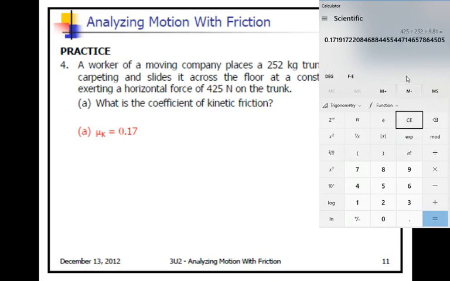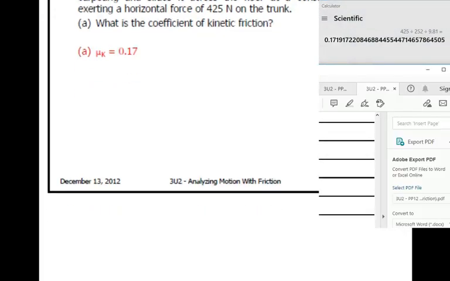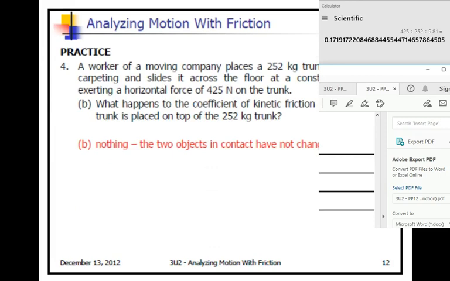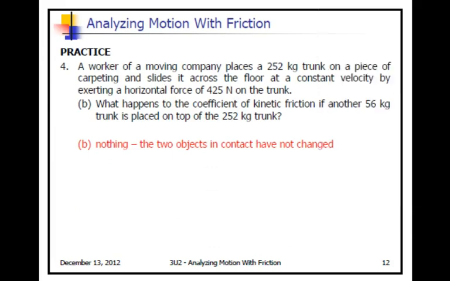This gives us 0.1719, which rounding to 3 significant digits would be 0.172. So that's what we should have for the kinetic coefficient of friction. The second part of this question states, what happens to the coefficient of kinetic friction if another 56 kilogram trunk is placed on top? Nothing, because the two objects in contact have not changed. So that's something else to consider.